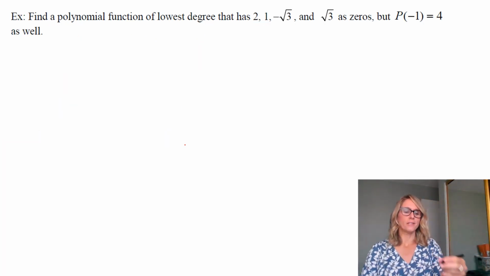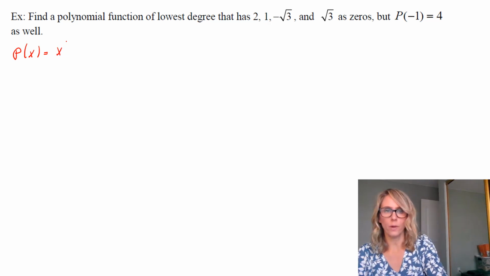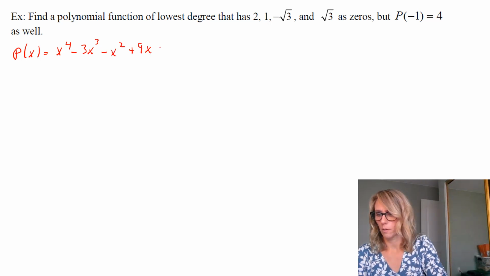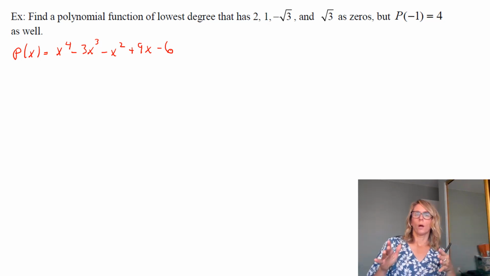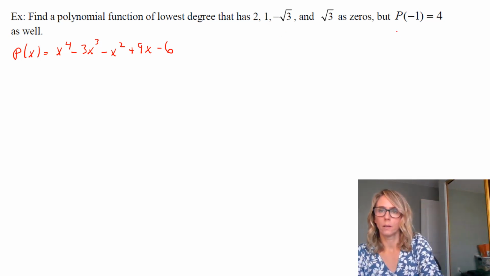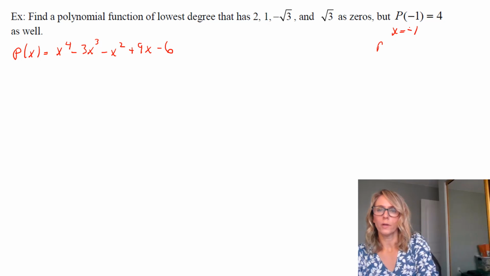Now, this takes us just one more step further. It wants a polynomial of lowest degree that has the same zeros. So I'm going to start off by writing out what I had from before. But now we're also given this piece of information, which is that for this polynomial, when x is negative 1, the function value is 4.